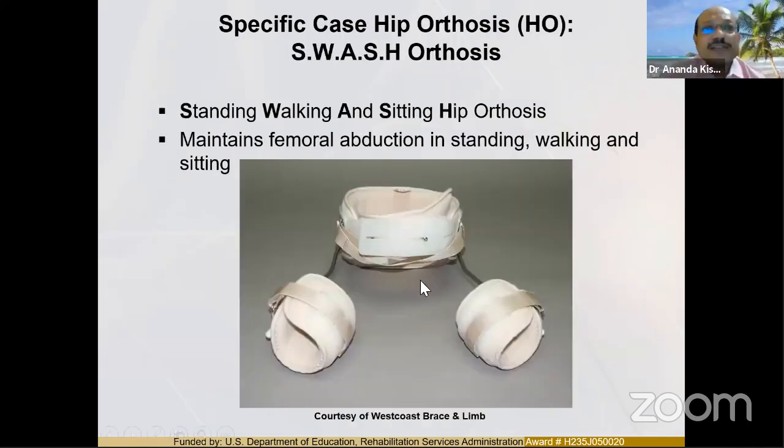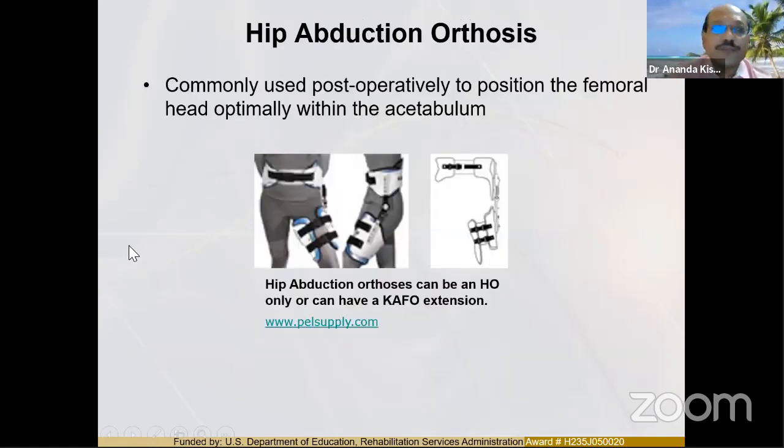Now another is known as the standing, walking and sitting hip orthosis. In this, both hips are maintained in abduction. It is a bilateral orthosis, which is very rare, but in multiple epiphyseal dysplasia the hip constantly requires to be maintained in flexion and abduction. In that case, it is the standing, walking and sitting hip orthosis, that is the Schwarz orthosis. It may be required for very small children.